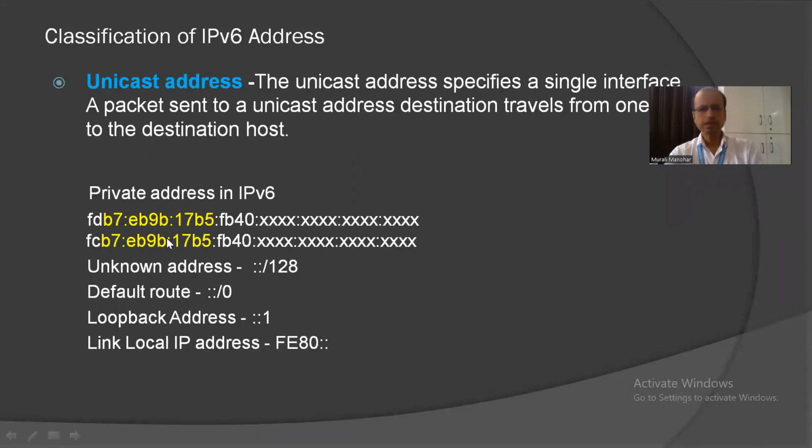Now, my today's topic is classification of IPv6. The total IPv6 address space is divided into three parts. First one is unicast address, second one is anycast address, and third one is multicast address, because there is no concept of broadcast.